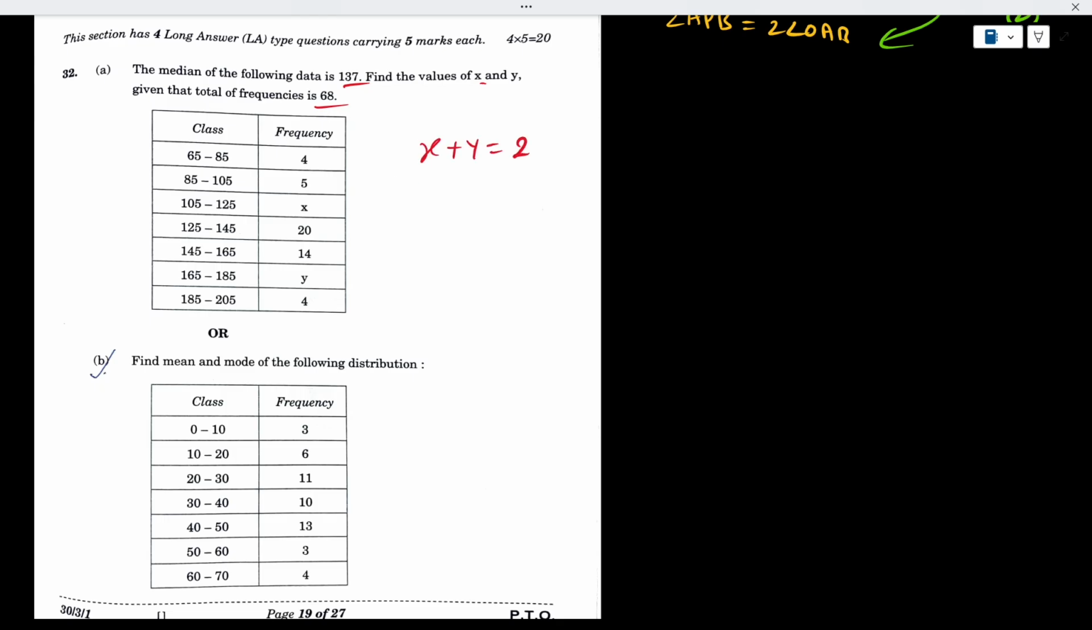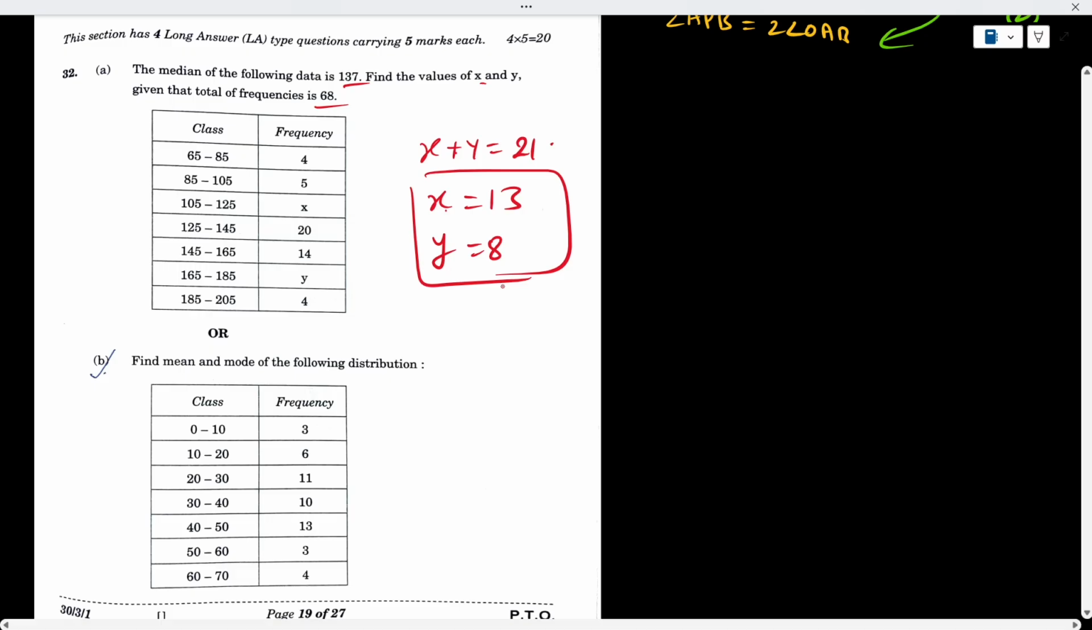X plus y is equal to 21. This will be your first equation, using the frequency. Another equation you will get using the median. If you do it with the median, you will get the value of x as 13. Now from this you will get y. When you substitute x in this equation, you will get y as 8. So these are the two missing frequencies.